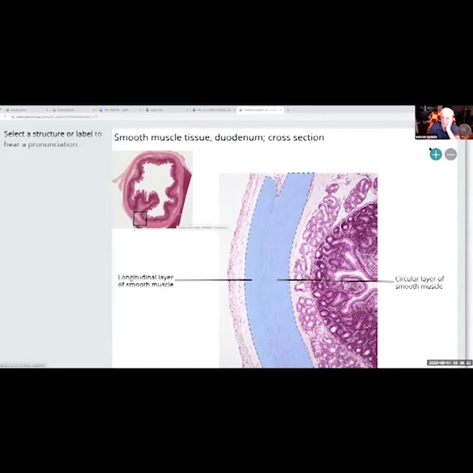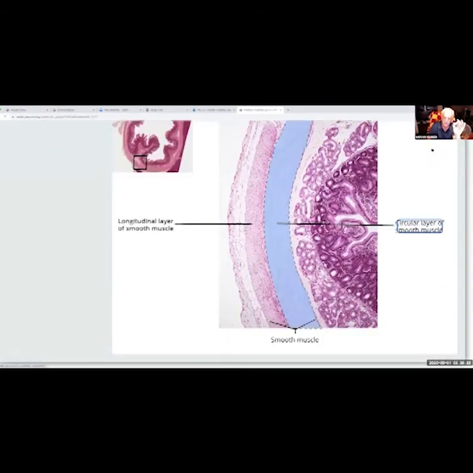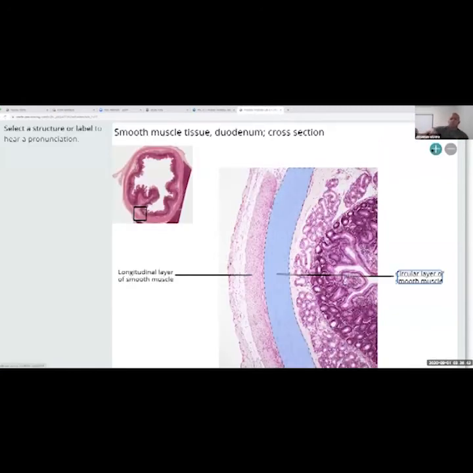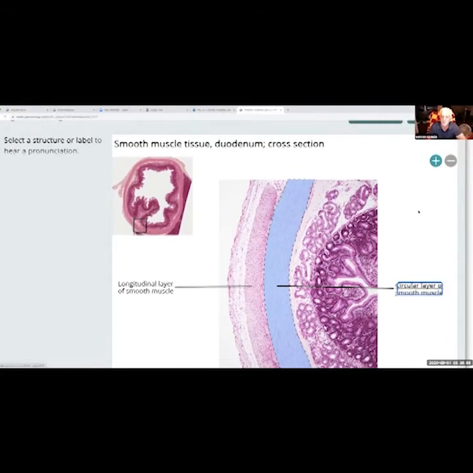striations in smooth muscle. Now, is smooth muscle voluntary or involuntary? Involuntary. That's what's around your heart. That's what's around your blood vessels, around all your organs, digestive tract, etc. Was cardiac muscle voluntary or involuntary? Involuntary. Perfect. The only voluntary muscle we have is skeletal muscle.